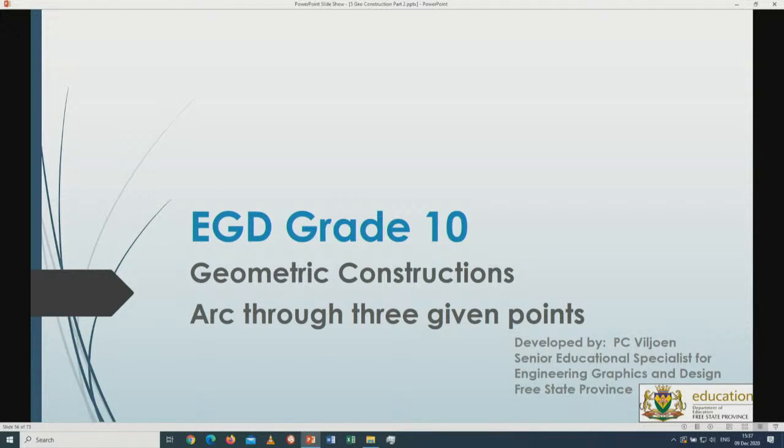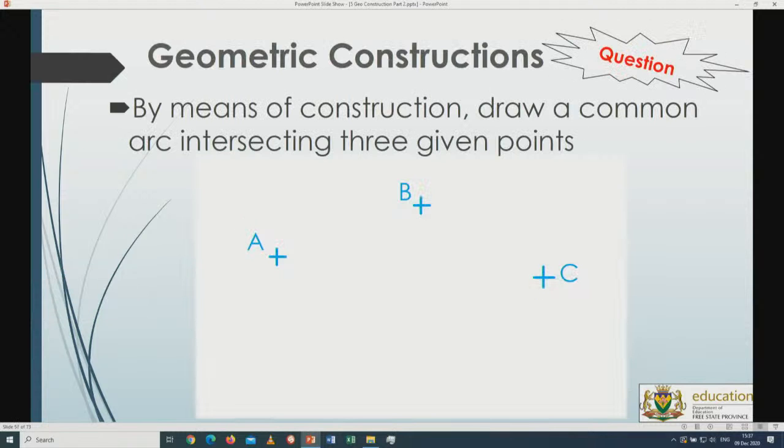All right. Geometrical construction still: the arc through 3 given points. Alright, so what I've got over here is point A, B and C. Now it is requested from me to draw an arc that will go through point A, B as well as C at the same time. Alright, so in other words, with one strike it goes through all 3 of those.